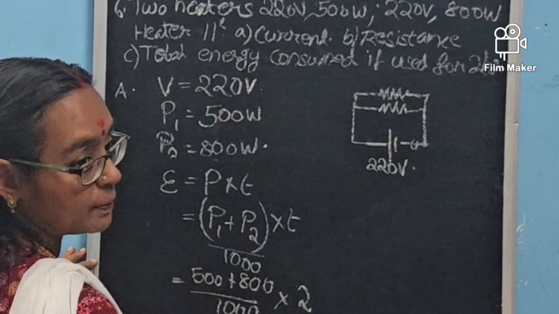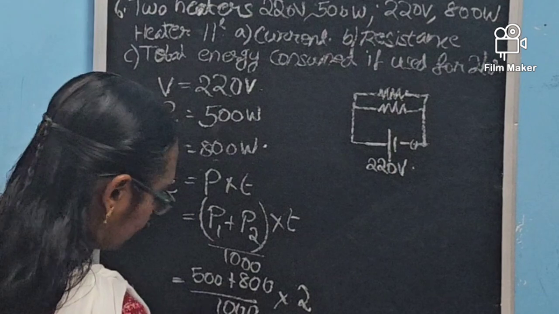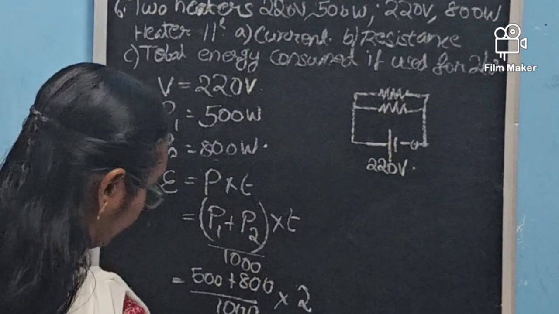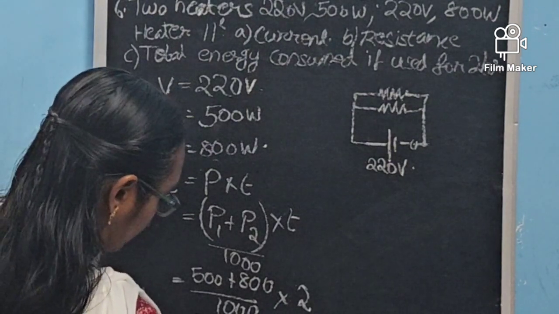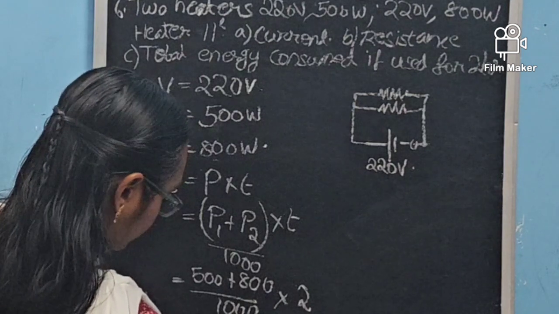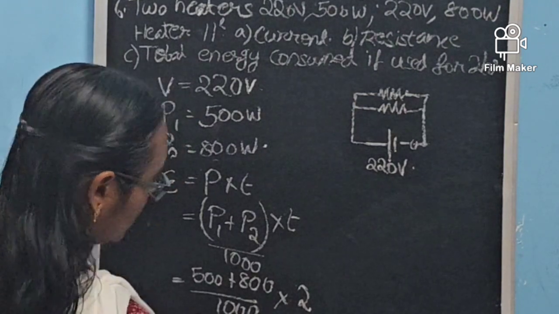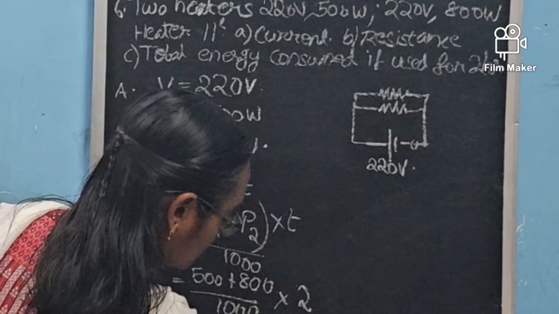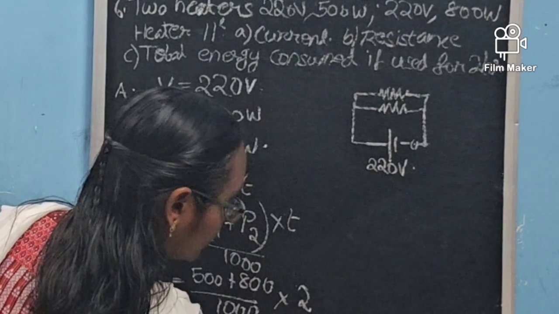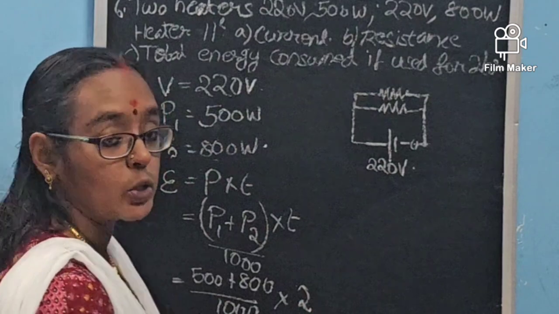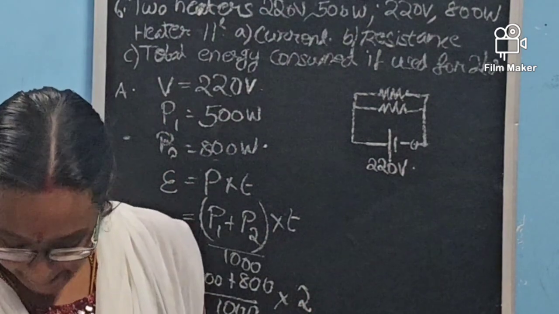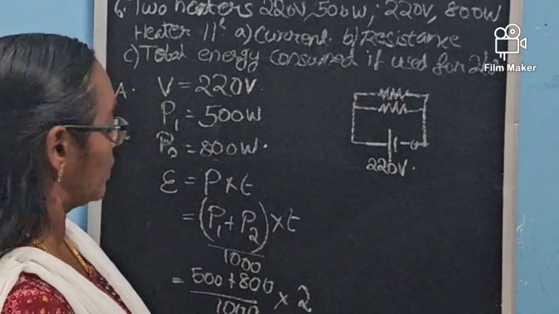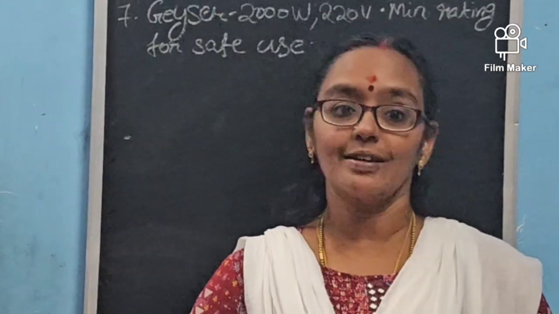So 5 plus 8 is what? 13, 1300. 1300 divided by 1000 into 2. 1.3 into 2 is what? 2.6. 2.6 kilowatt hour is the total energy consumed. Okay. Seventh and the last question is this.